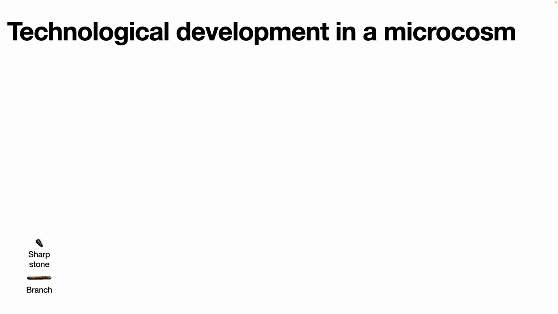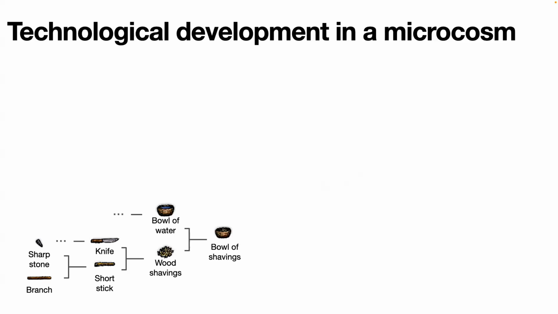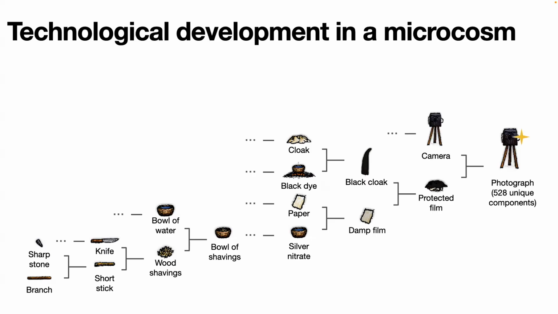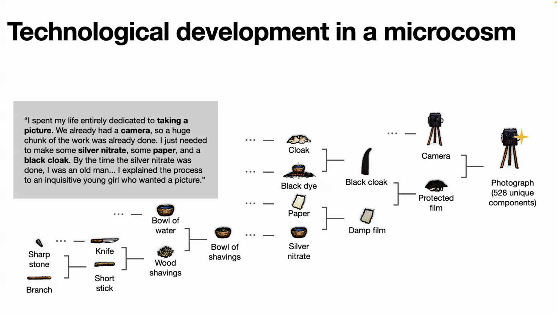So in this game, you're literally putting sticks and stones together, and over a large successive range of a very expansive tech tree, you become able to produce much more technologically complex technologies, like a camera, and to be able to take a photograph, which requires combining 528 unique components together. So this anecdote I was alluding to earlier from the forum is about one of the players talking about how they spent their whole life entirely dedicated to taking a picture. They already had the camera, so they were already at this point, right?